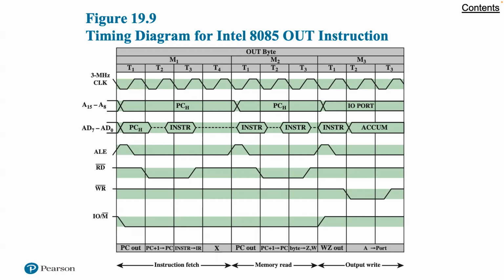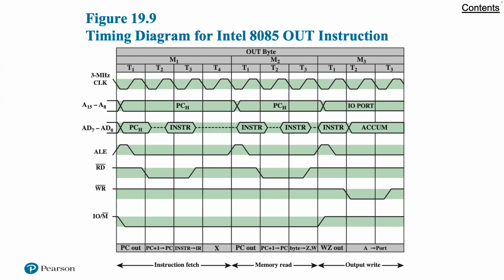During the third cycle, the contents of the AC are written out to the selected device over the data bus. The address latch enable pulse signals the start of each machine cycle from the control unit. The address latch enable, or ALE, pulse alerts external circuits during time status T1 of machine cycle M1.